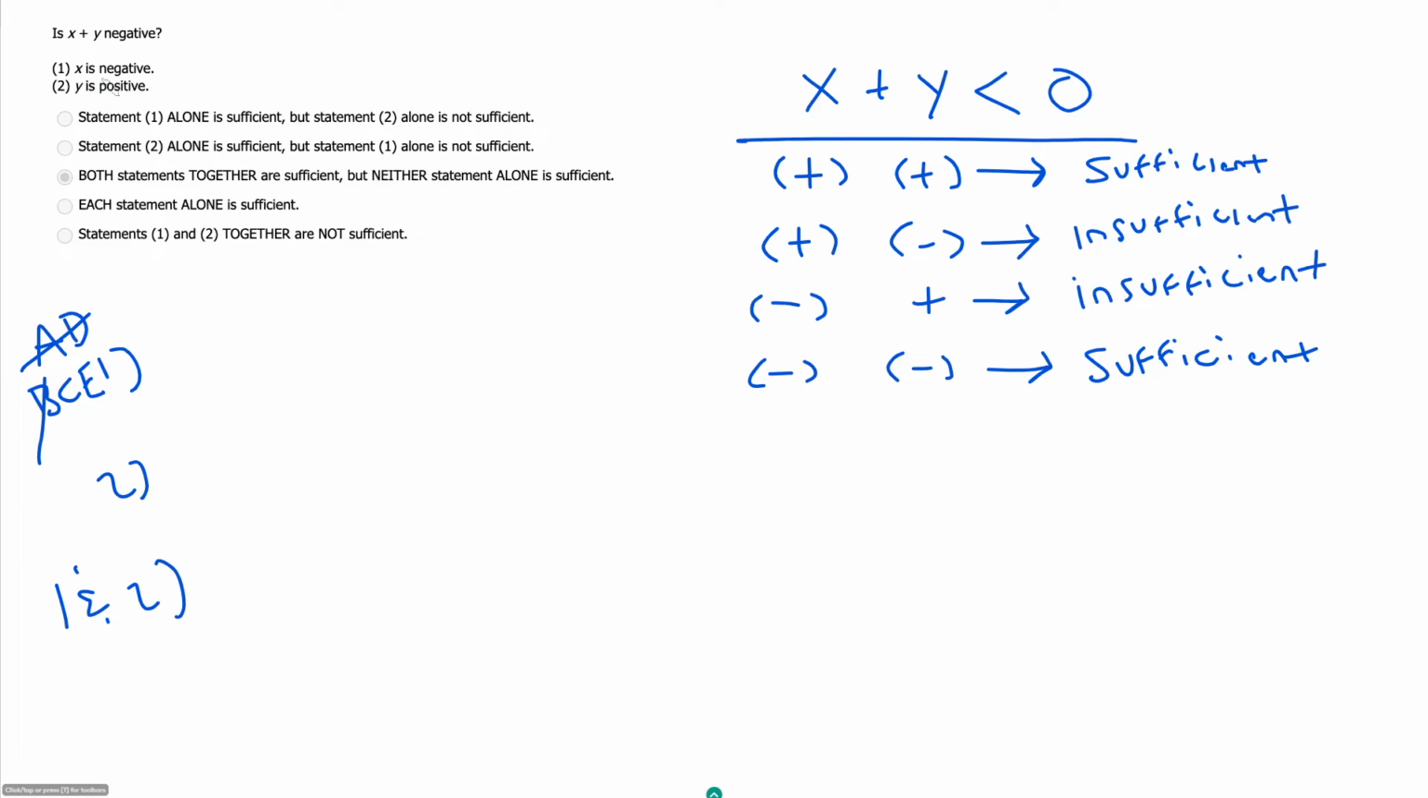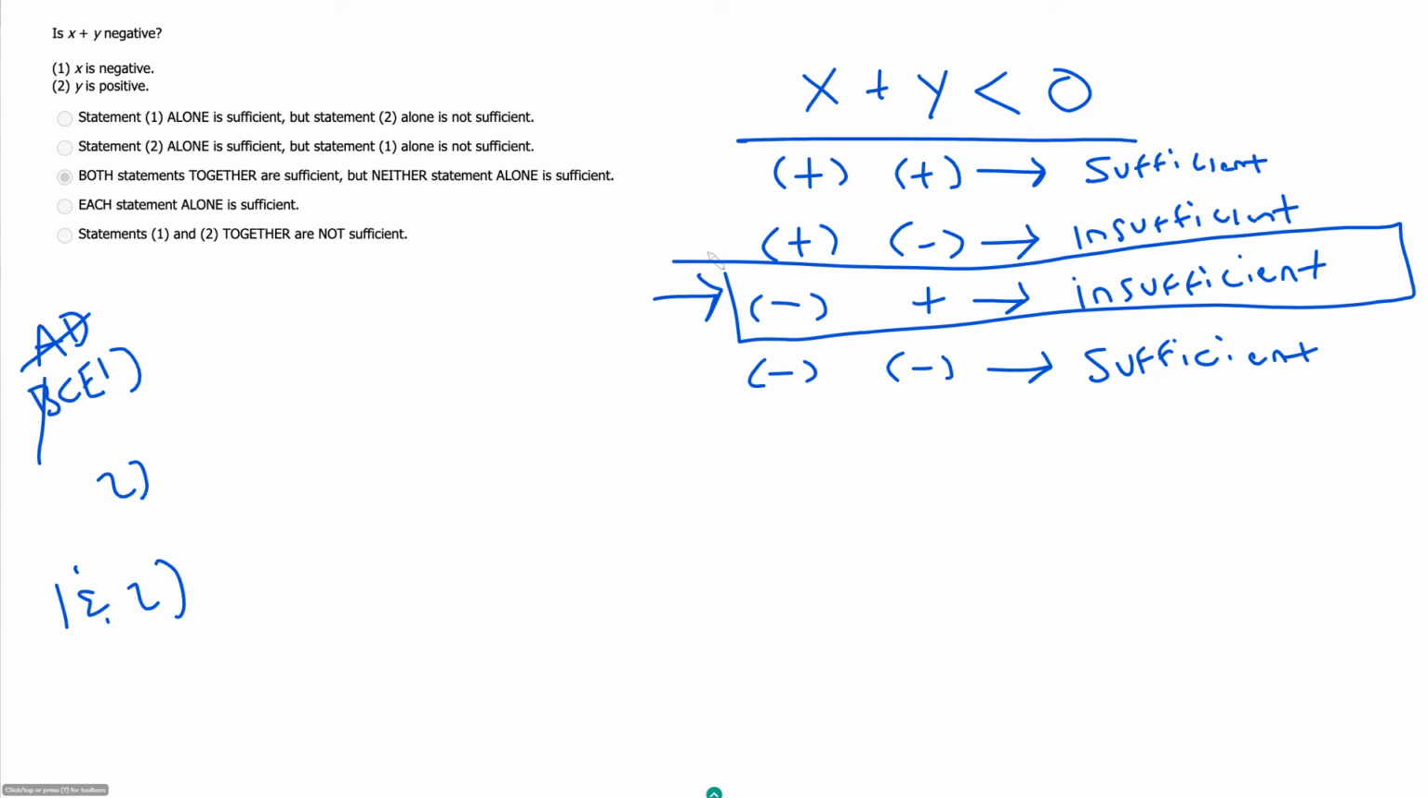And so if we know x is negative, y is positive, so what is that? That is this scenario right here, right? And that should be insufficient still, because we would have to know something about the magnitude of each of those numbers, because we can have x is negative 3, y is 5, and that will give us a value of 2. And that gives us a no to our question, because x plus y is not negative.